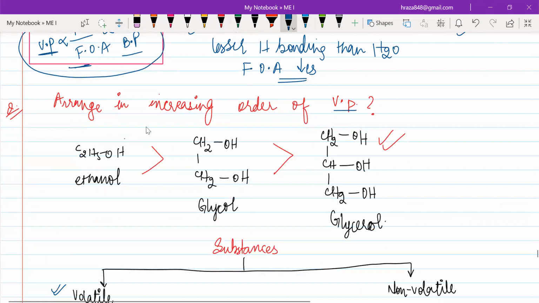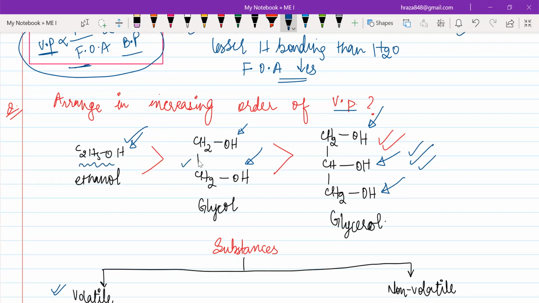So see, there is one OH group here. It will have hydrogen bonding. Here it will have hydrogen bonding at two sides. Here there will be hydrogen bonding from three sides. So if there is more hydrogen bonding, force of attraction is more, vapor pressure is less. So ethanol will have the most vapor pressure, then glycol, and then glycerol. Is that clear?